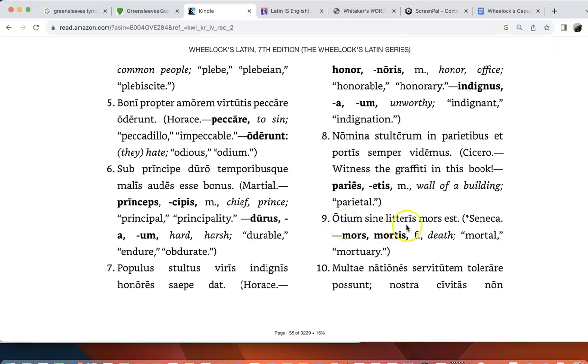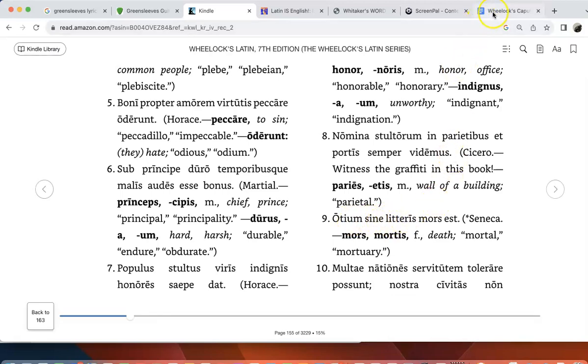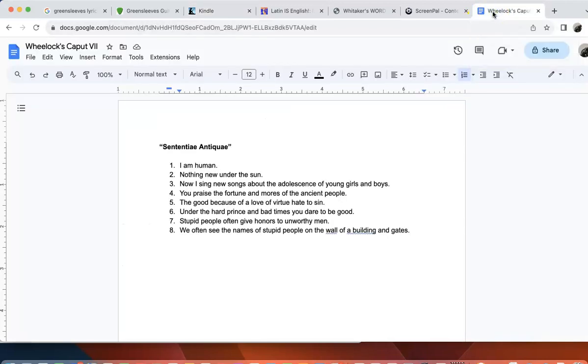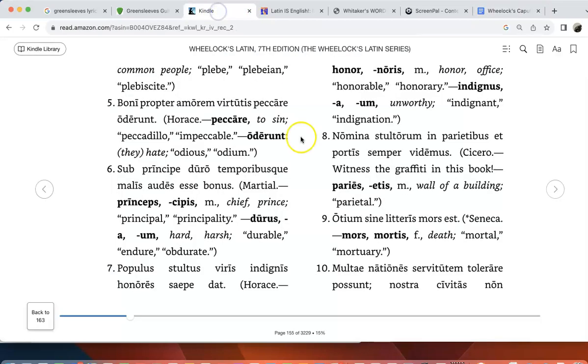Novum otium sine litteris mors est. So here's Seneca, the great Roman moralist. So leisure without letters is death. Now, what does he mean by letters? Reading and writing and thinking. So leisure without letters is death. So let's write that down here. Leisure without letters is death. Certainly, you can tell a lot about a person by what they do in their free time.